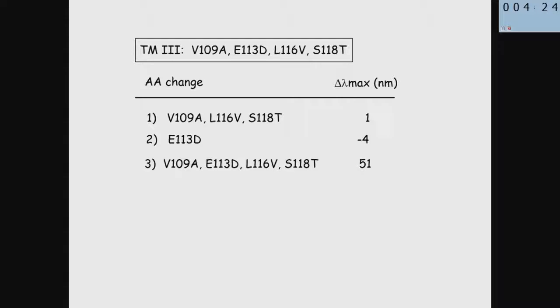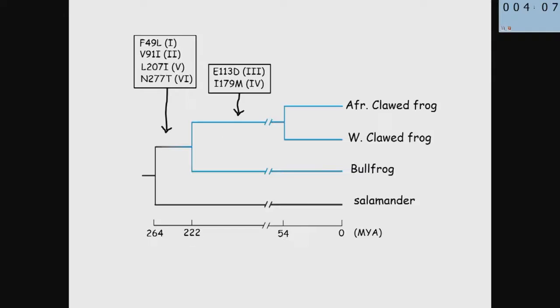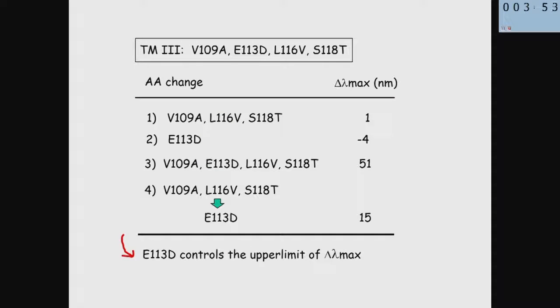to 440. However, if the three amino acid changes come first and E113D occurs towards the end of the evolution, it's not 51 but 15. I know it's a little bit complicated here, you bear with me. So where did the E113D occur? Towards the end. I cannot tell you which came first in the second part. So from this, E113D controls the upper limit of lambda max shift, the functional change.